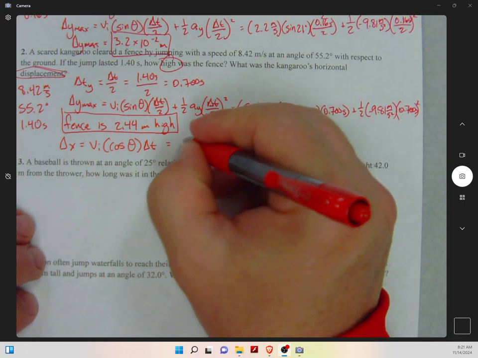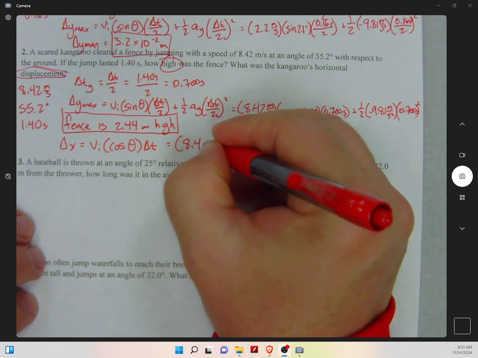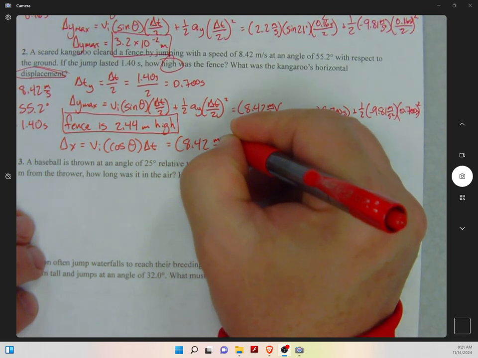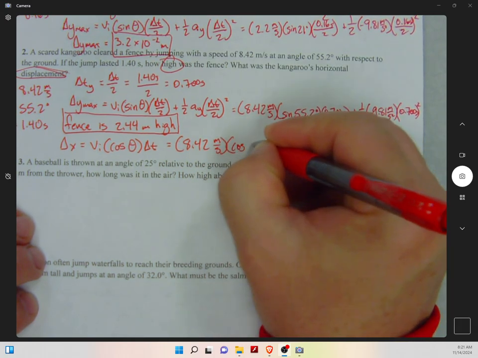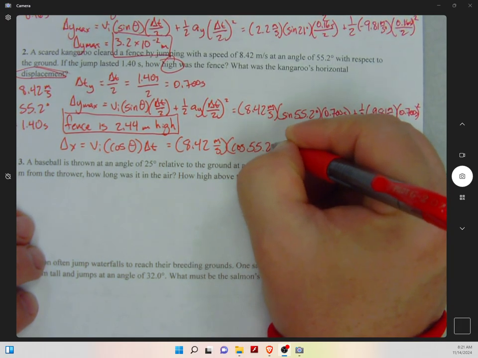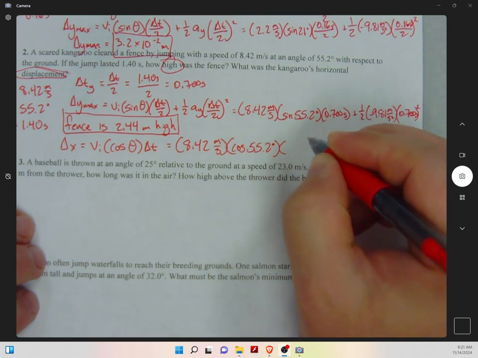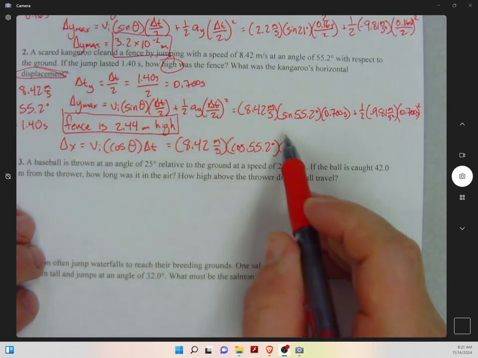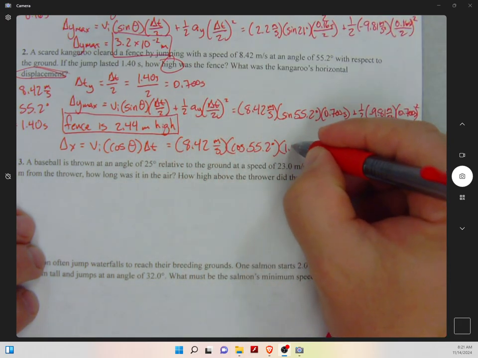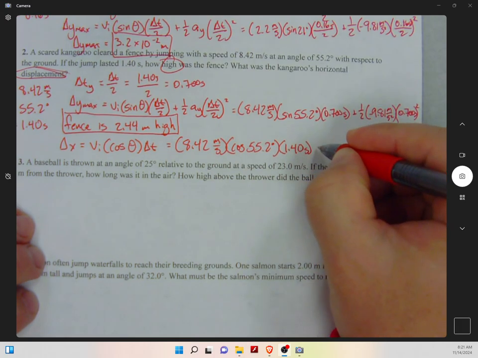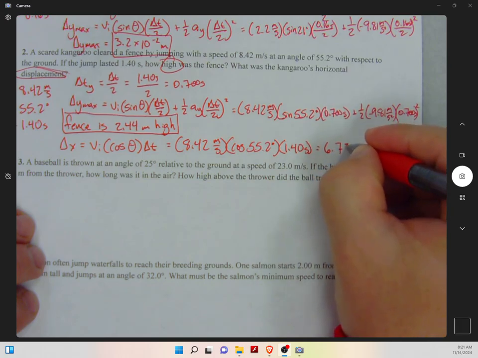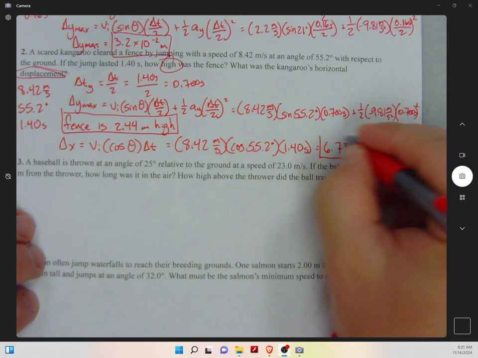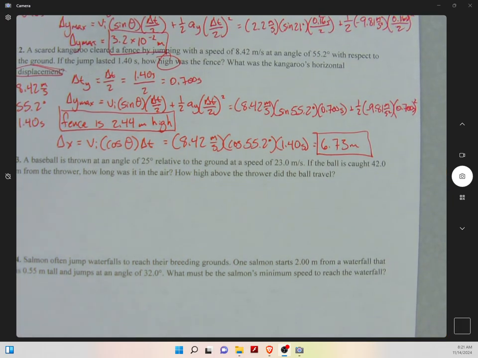Now I'm in a position just to plug and chug. 8.42 meters per second, cosine 55.2 degrees. And here, since the horizontal component doesn't just get to the top of the fence, it actually comes back down, we're going to use the entire delta t. And my calculator tells me that ends up being 6.73 meters.